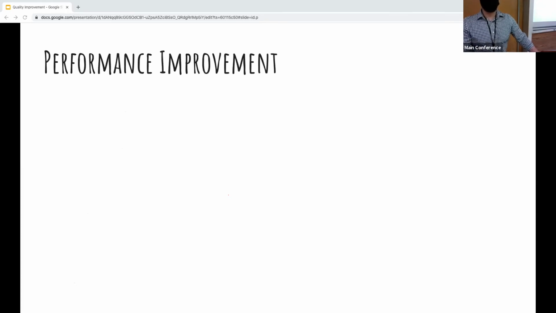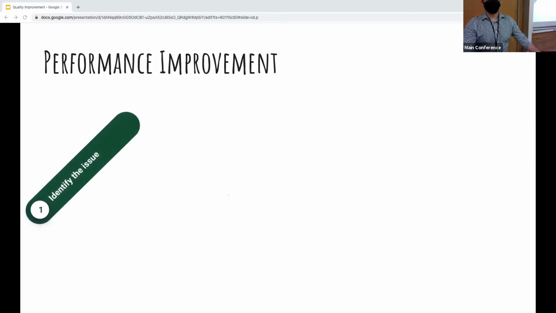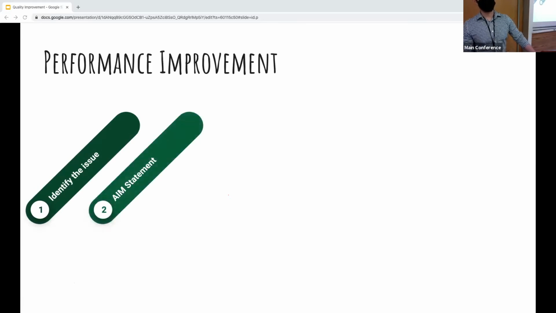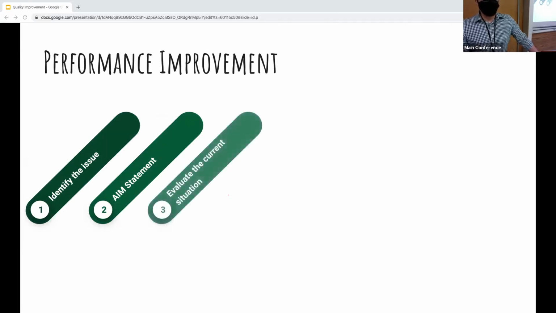So let's look at the basic general steps of how we implement a QI project. Well, the first one is you've got to identify the issue. You've got to know what you're trying to improve before you can improve it, right? The second is this idea of an aim statement. It's basically the goal. It's a clear, explicit summary of what your team hopes to achieve over a specific amount of time and the magnitude of change. And then you look at the current situation. So this is usually data-driven. You might find the metrics that you want to assess and analyze them.